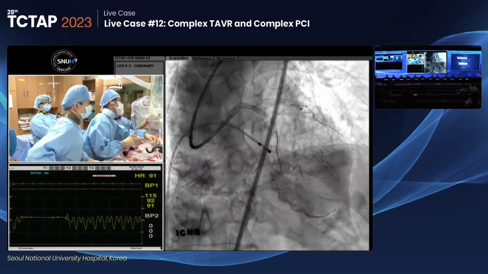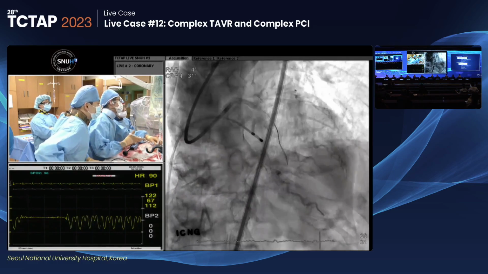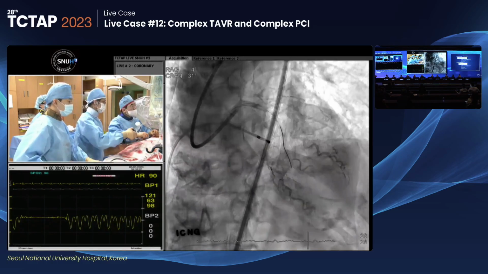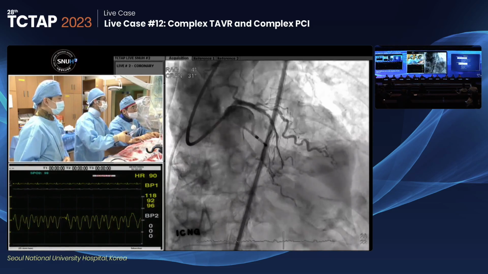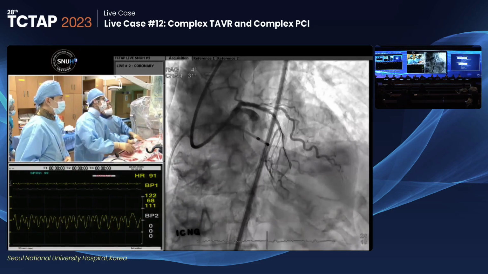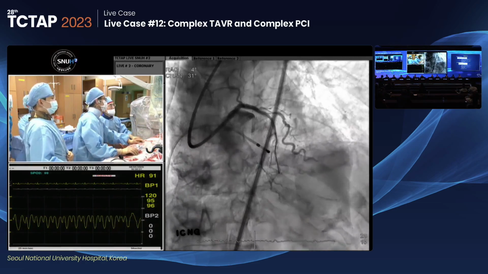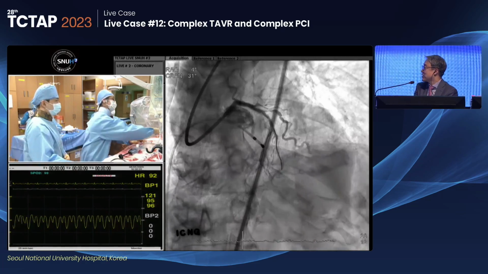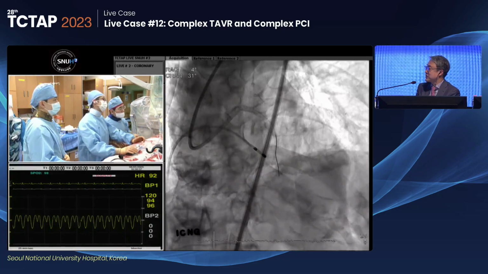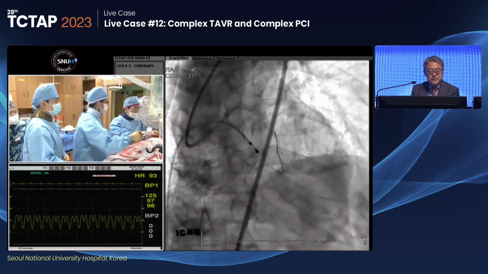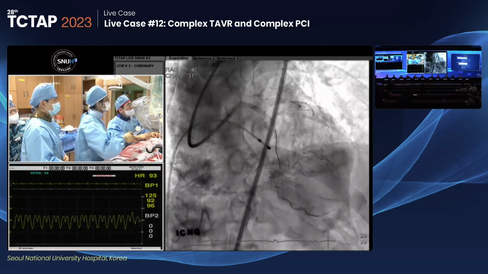Good, that's much better. I think it may be time to declare victory. One lesson for young interventionists is don't lose your mind at any time. Yeah, that is so important. This is a complex case. Young interventionists are very anxious. You could accept this result.